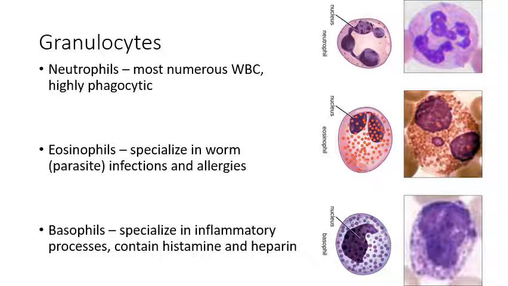Whereas neutrophils, being the most common, are the highly phagocytic cells, and are usually the first white blood cells to the scene of an infection. So if you get a paper cut or something, the neutrophils are going to be the first ones coming to that area to try to phagocytize, or eat, any pathogens that enter through that wound.